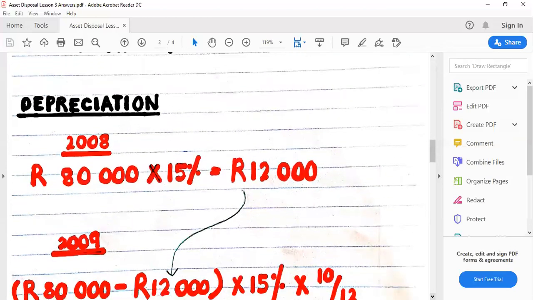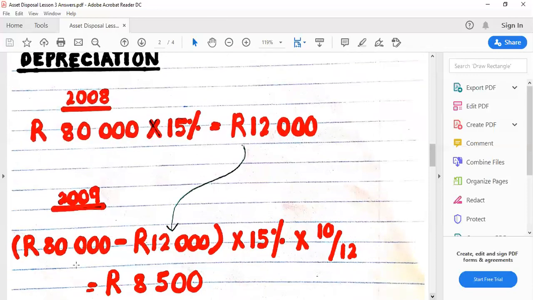So we take the 80,000 Rand, which is the cost. We minus the 12,000 Rand. You see there's an arrow here. This 12,000 Rand came from the 2008 depreciation because of the diminishing balance method. You minus the 12,000 Rand, okay? You multiply it by the rate, which is 15%. And see this apportionment here is 10 over 12. So let's see how we've got 10 out of 12 months.